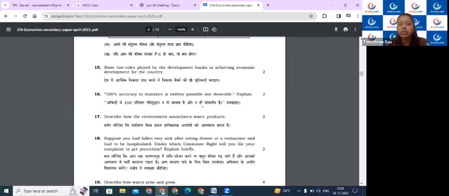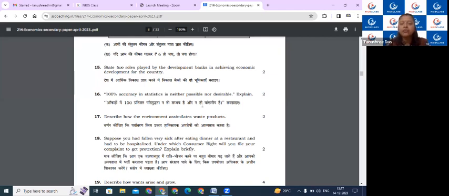Then describe how the environment assimilates waste products. The environment has an absorptive capacity, and with that absorptive capacity, the environment usually assimilates all the waste. But when this absorptive capacity is exceeded, the environment cannot absorb or assimilate the waste products.